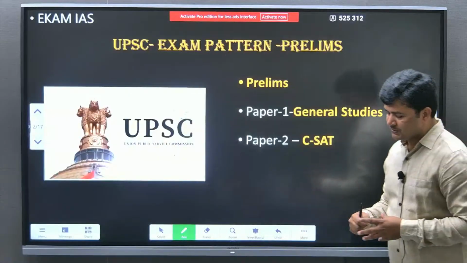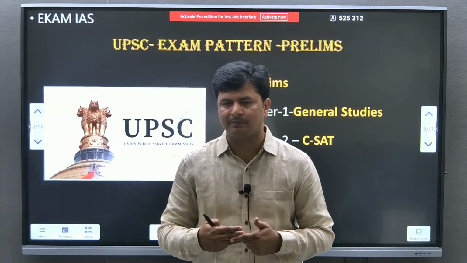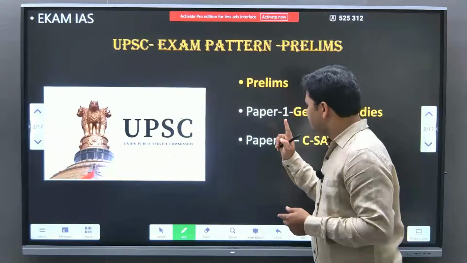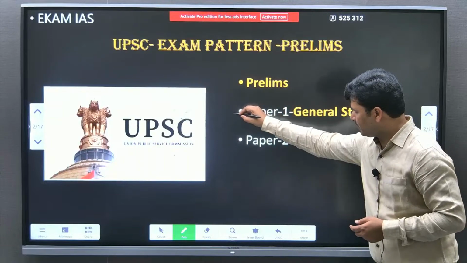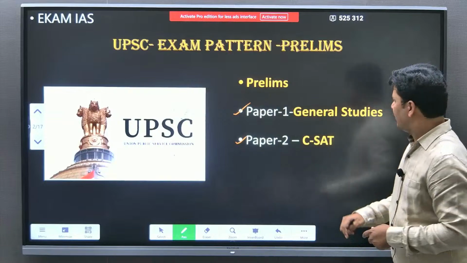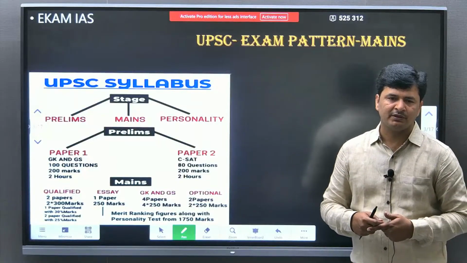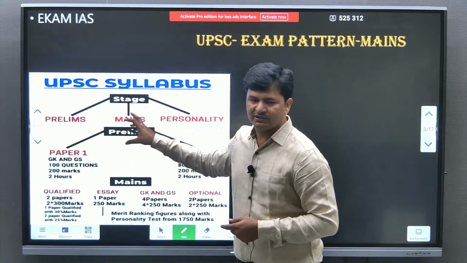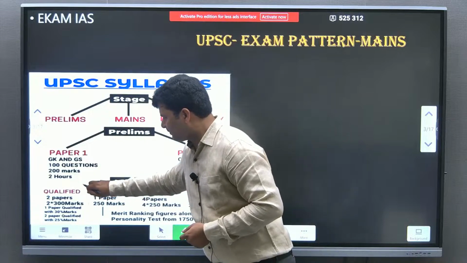As far as the UPSC pattern is concerned, everyone knows it has three parts: prelims, mains, and interview. In prelims, we have two papers: paper one, general studies, and paper two, CSAT. Once you are done with prelims, you have mains. In mains, we have general studies papers, and we also have qualifying papers.